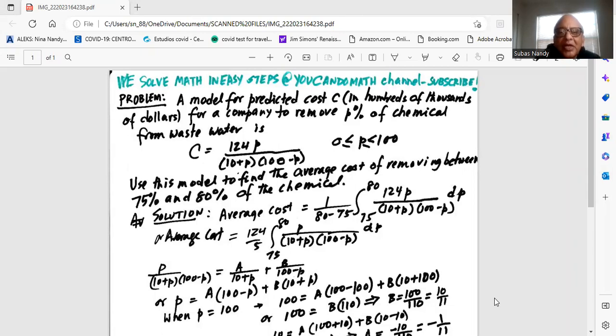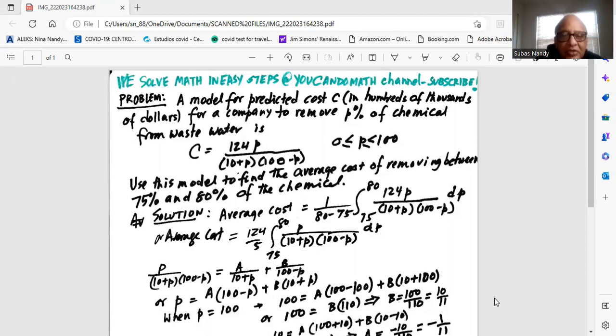A model for predicted cost C, in hundreds of thousands of dollars, for a company to remove P% of chemical from wastewater is given as C = 124P / ((10 + P)(100 - P)), when P is between 0 and 100 inclusive. Use this model to find the average cost of removing between 75% and 80% of the chemical.